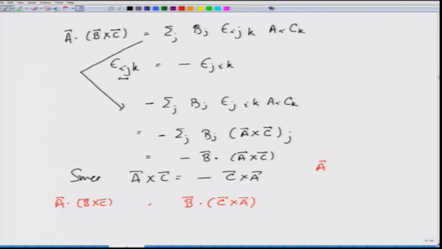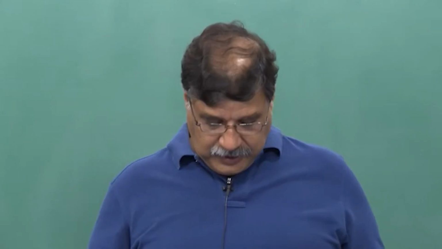So, A dot B cross C is the same as, I bring C out, C dot A cross B, which is equal to B dot C cross A. What I wrote in the beginning of the previous page is not correct. So, you can see how easily I could prove it.